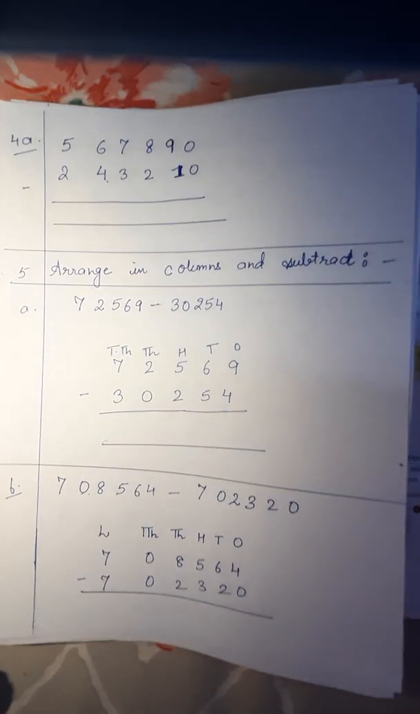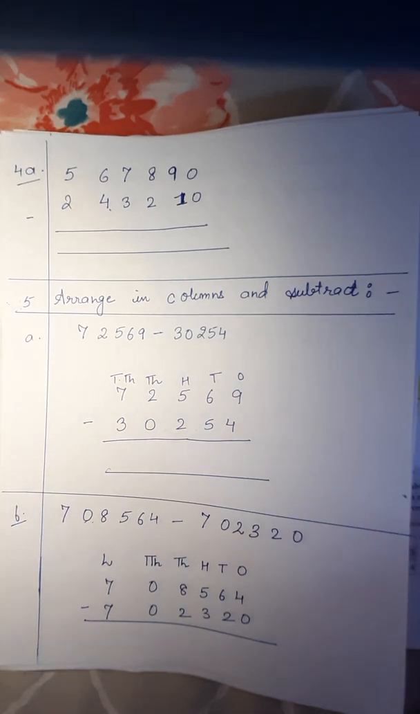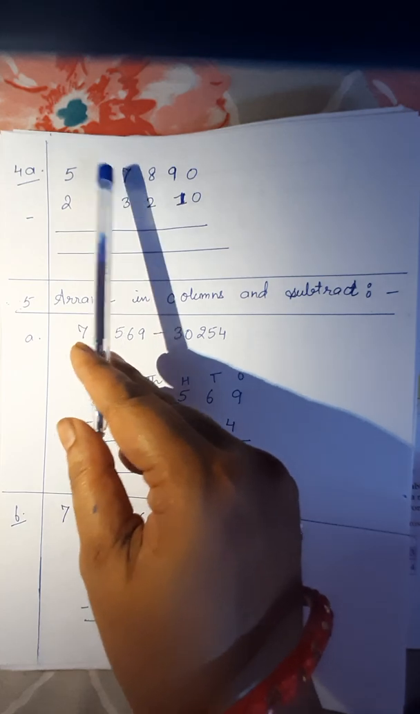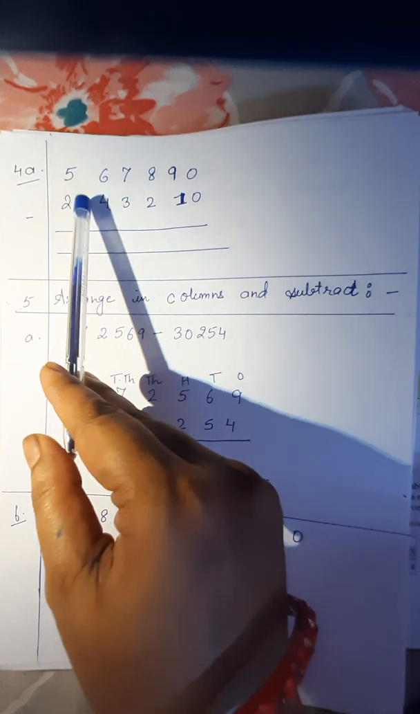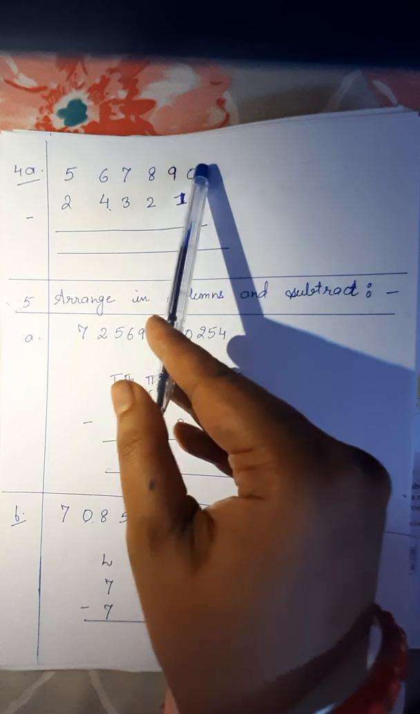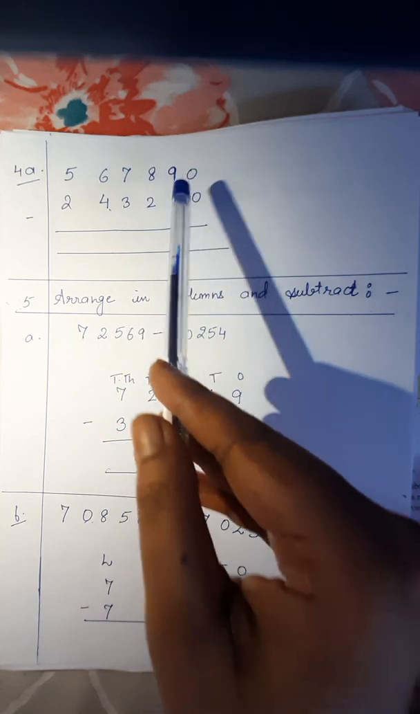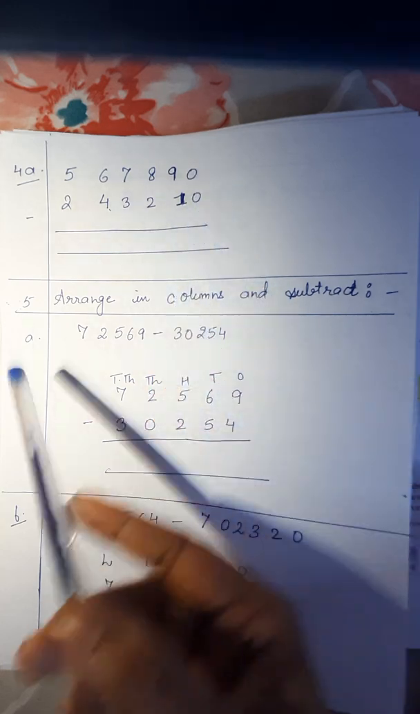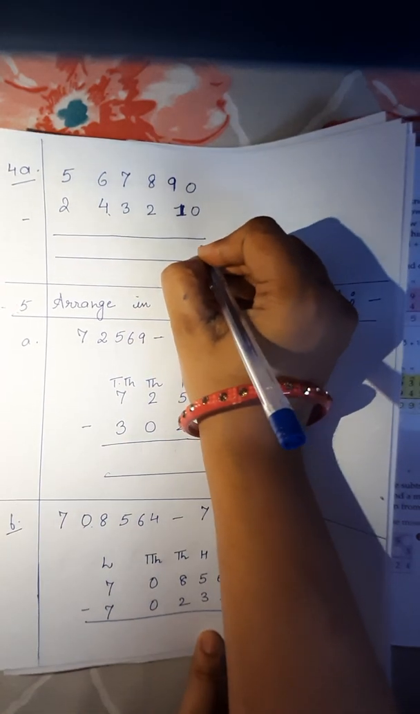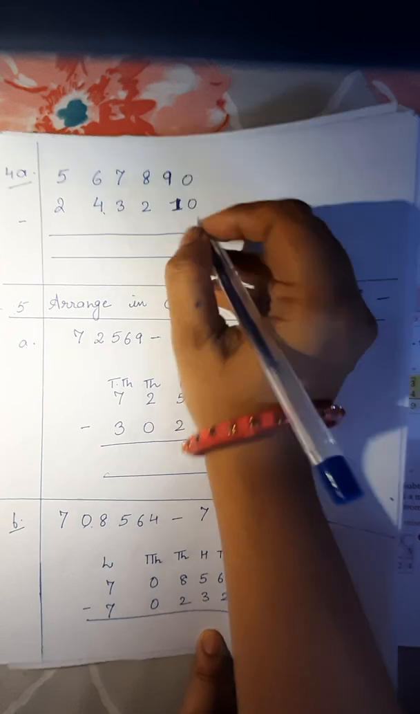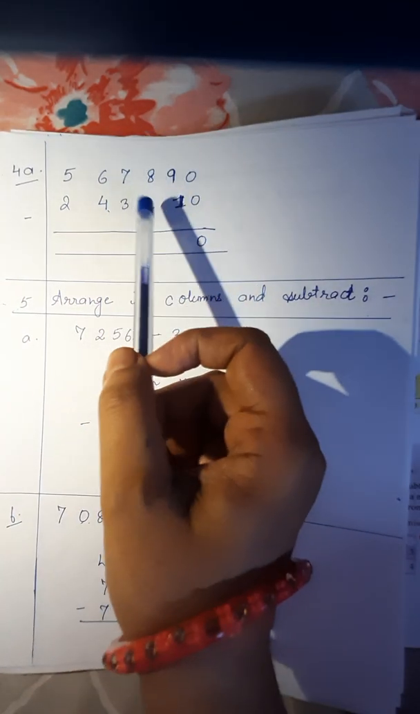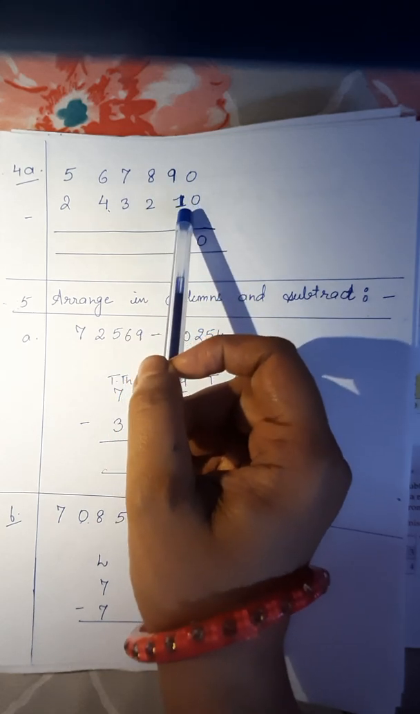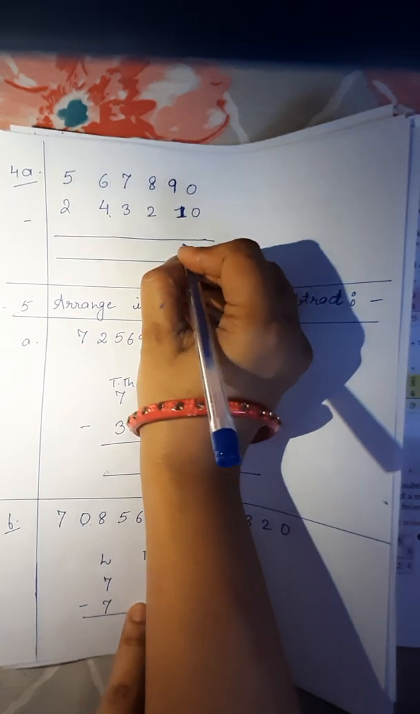So here how many digits are there? Here we have 6 digits, right? So we will start subtracting from the digits which are at ones place. At ones place we have 0 and 0. When we subtract these two, we'll get the same digit, that is 0. Now at tens place we have 9 and 1. 1 subtracted from 9 will give you 8. So write it down.